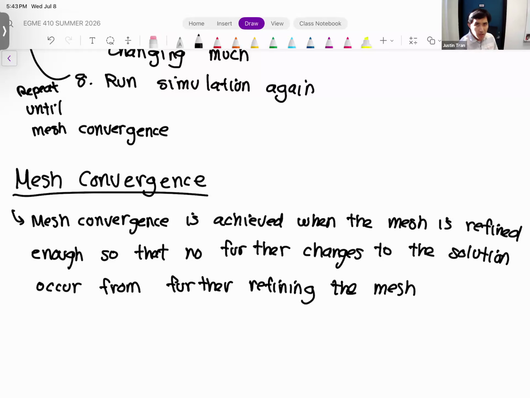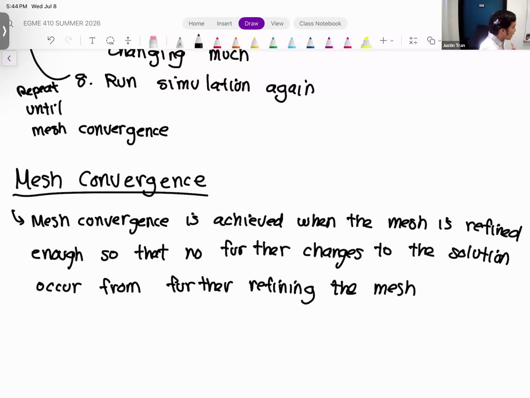Think back to the definition that we looked at last week for what makes a good mesh. When we first introduced the idea of meshing, a good mesh is one that gives you an accurate solution for the least amount of cost. We can define that a little more precisely now: a good mesh is one that reaches mesh convergence, where if we refine the mesh any further, if we incur any further costs, then we don't actually get any improvement in accuracy.